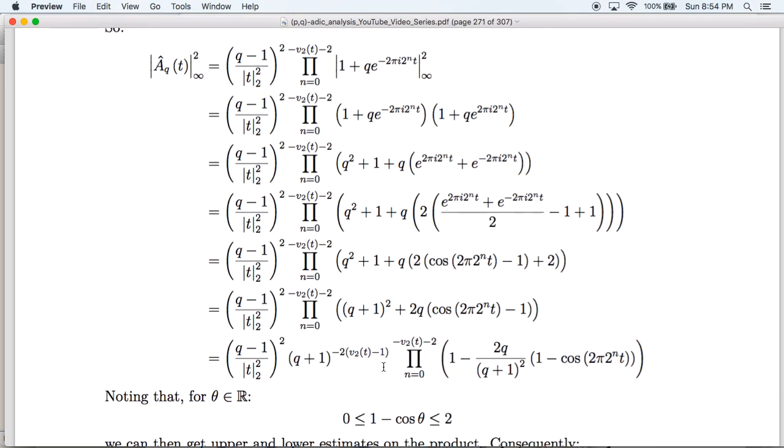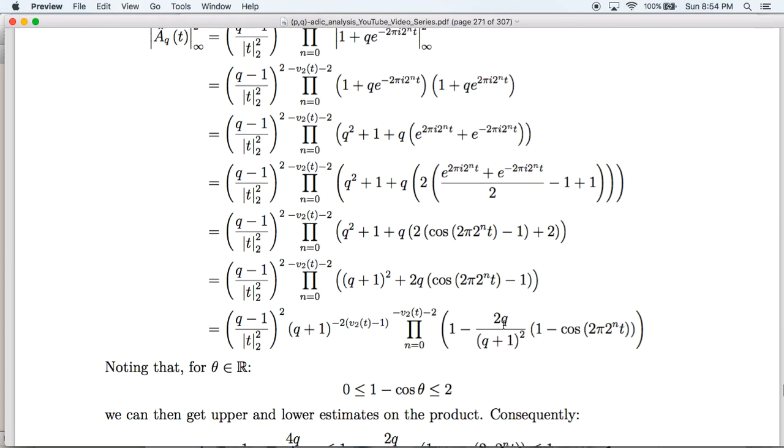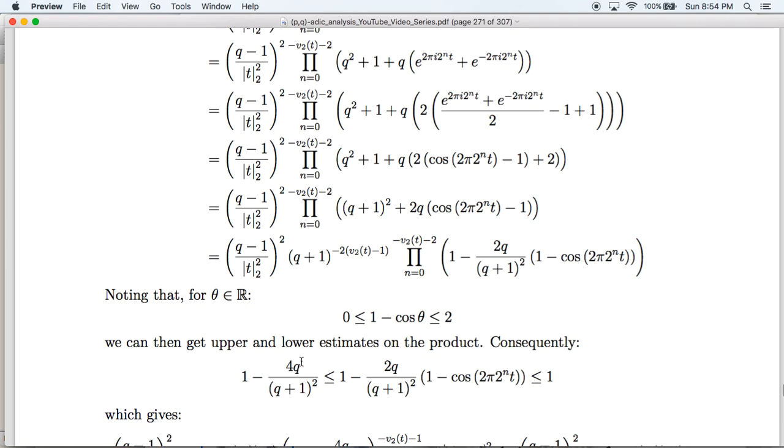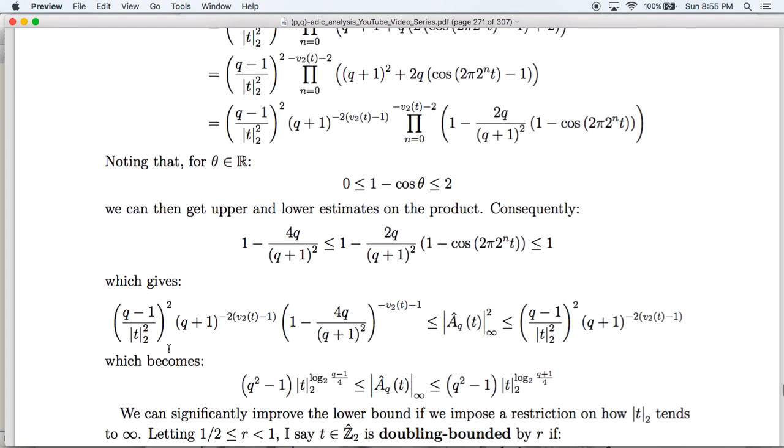It's this quantity times this product, and here we're going to do some estimating. We note that for all theta in R, 1 minus cosine of theta is bounded between 0 and 2. So using this, we then get upper and lower estimates on this product. In particular, we get that 1 minus 4q over (q plus 1) squared is less than or equal to this, which is less than or equal to 1. And when we plug that in, and then rearrange it, we get our following bounds.